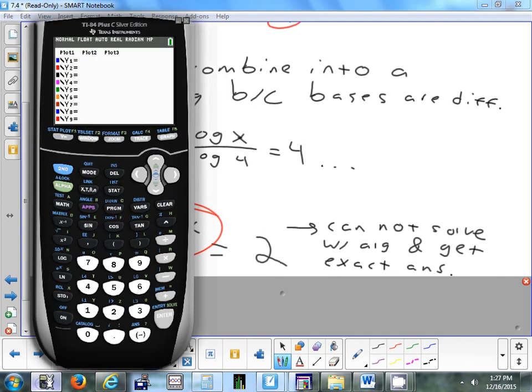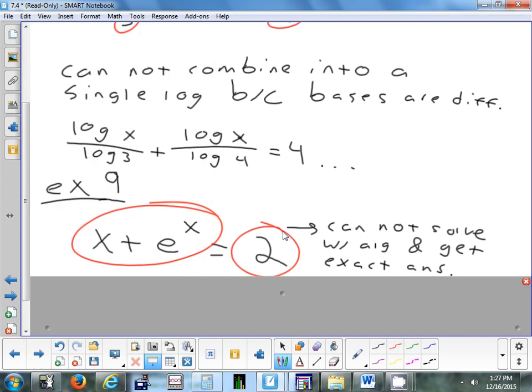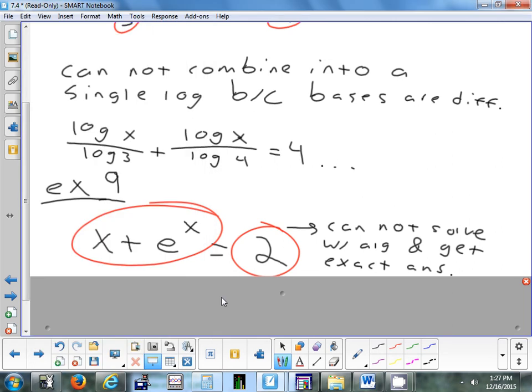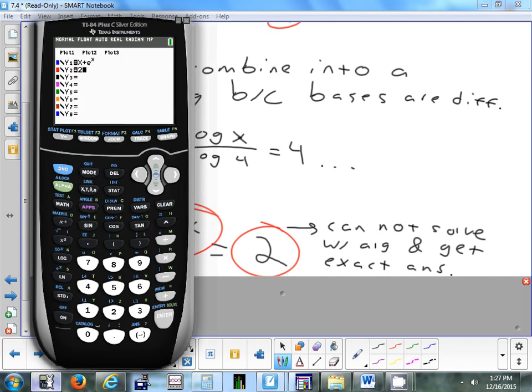X plus e to the x. And all I have to do is type it in, and the calculator knows how to draw it. I'm going to draw this as a separate picture. And now I'm basically asking where these two pictures are equal. That's kind of a weird way to say it. What does that really mean? Where the lines meet or where they cross. So if we can look at a picture and see where they cross, that would be the answer.